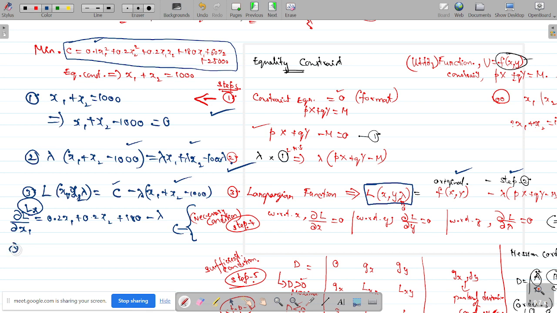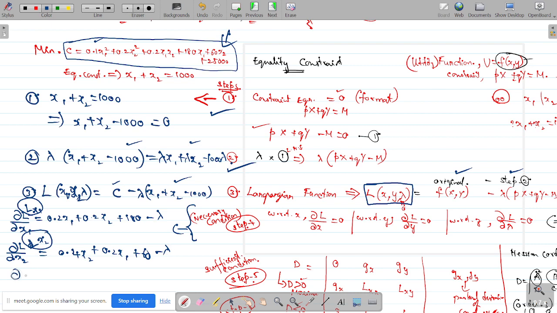Next we have dou L by dou x2. So LX1, and this is LX2. Okay, so this will be 0.2 x2, 0.2 x1 plus 60. I'm working it out here, you see. 60 x2 is there, so it becomes 60. Then coming to the lambda function, so minus lambda.